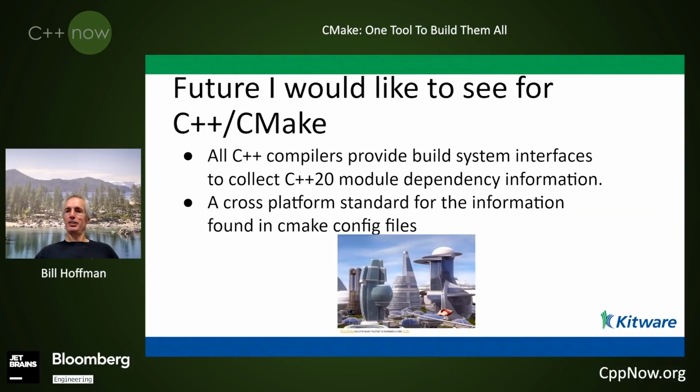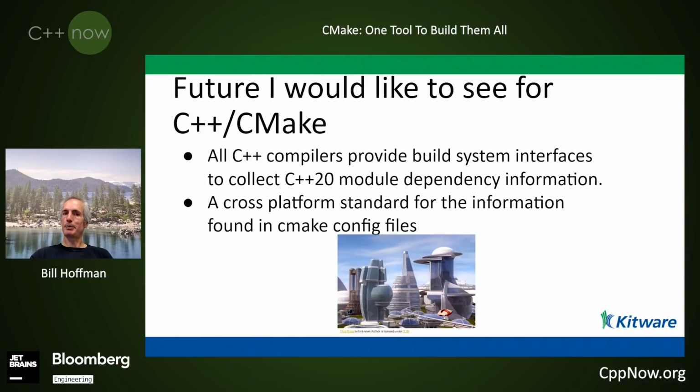So basically, the future. What would I like to see for C++ and CMake? Number one thing, if all I want for Christmas is C++ compilers to provide a build system interface to collect C++ 20 module dependency information. We've got a great start with that. We're working on the interchange file format, but I'd really like to see that move forward.